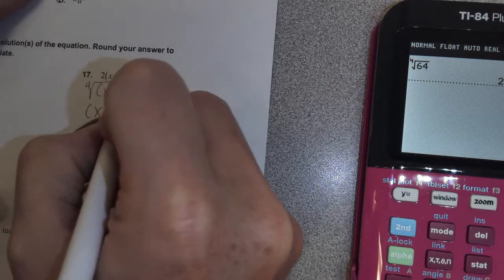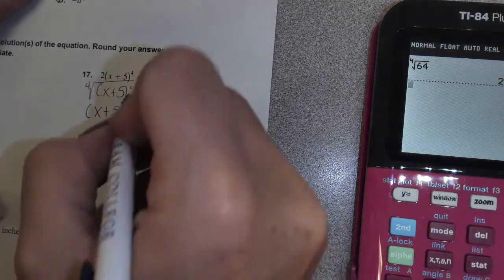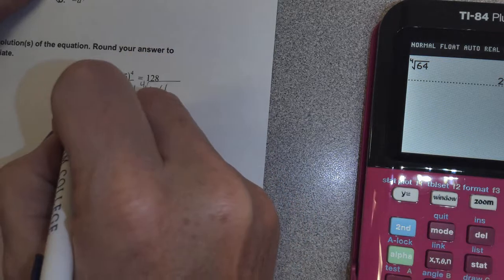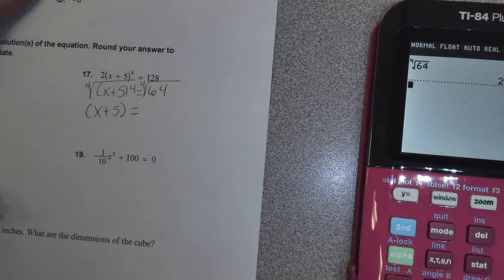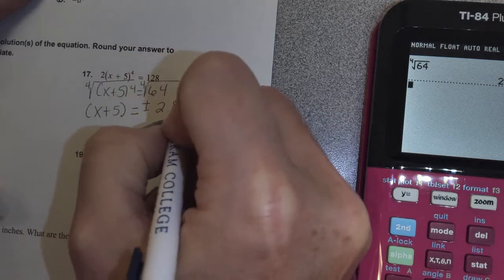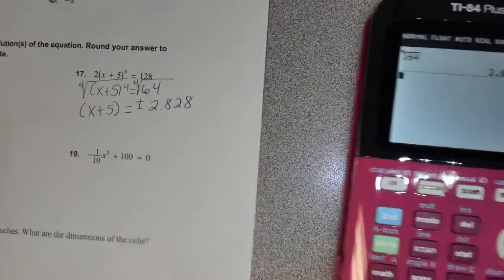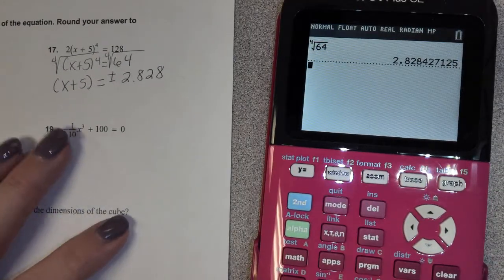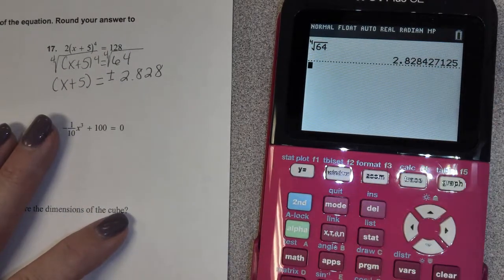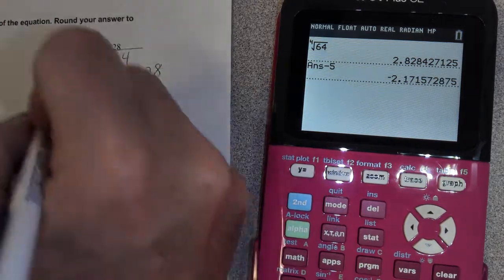The 4th root of x plus 5 to the 4th is just x plus 5. And then, because this is an even root and it's an equation, I actually have to put plus or minus 2.828. It says 2 decimal places, but we're always going to go 3. And so from this answer, I'm going to have to subtract 5 to get x by itself.